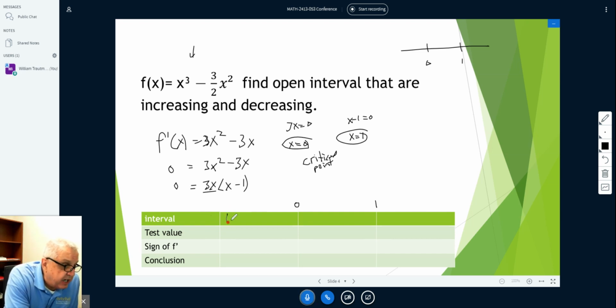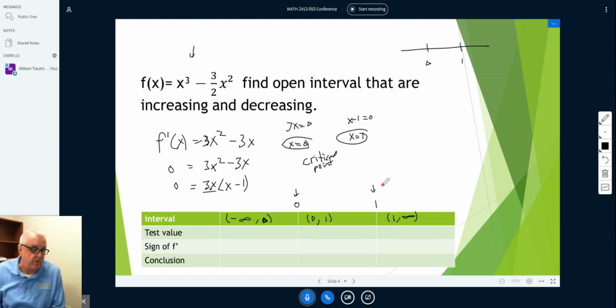Now, if we look at the entire interval, this on the number line starts at negative infinity and then it goes to 0, but it doesn't include 0, right? So on the other side of 0, it goes from 0 to 1. And then on the other side of 1, it goes from 1 to infinity. So I'm finding the intervals wrapped around these critical points that we found. So there's my intervals.